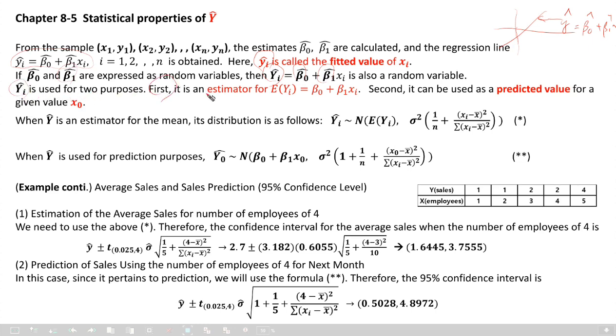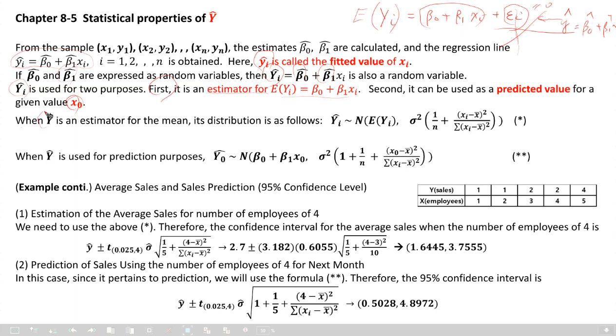yi hat is used for two purposes. First, it is an estimator of the expectation of yi. We say the model is yi equal to beta 0 plus beta 1 xi plus epsilon i. The mean of epsilon is 0, so the expected value of yi is beta 0 plus beta 1 xi. Second, it can be used as a predicted value for a given value x0. Subscript 0 means a given, certain value.